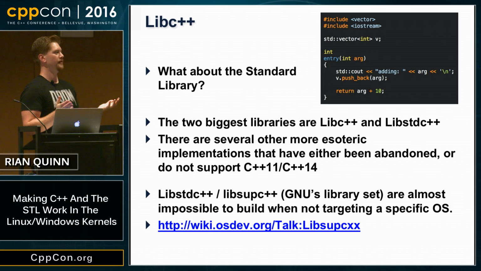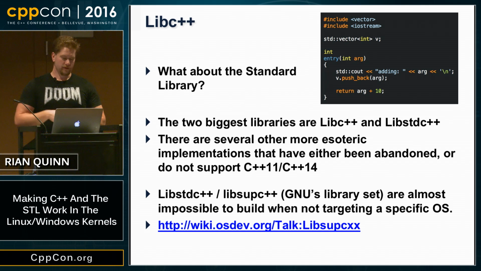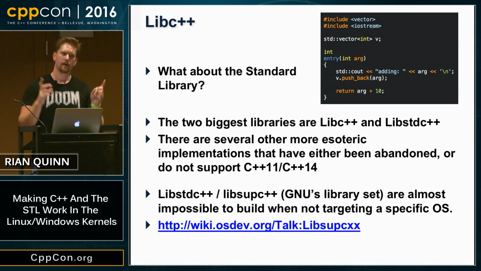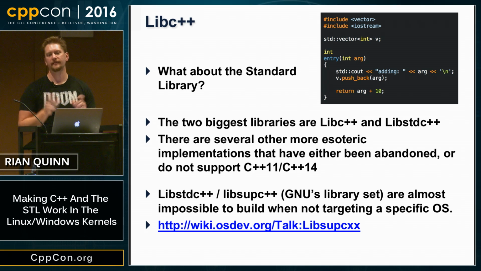So what about the standard library? I'd really like to be able to do this code up here, like do standard C out and have the output dump out to the serial port. I'd really like to be able to use standard vector. Now, standard vector, no big deal. I can create arrays in C all day long, but a map, well, that's a different story. That's not fun to do yourself, or a hash table, or a lot of other things. So I'd really like to have the standard library.